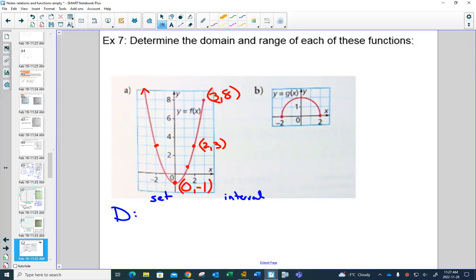So when we go to write our domain, we have to come up with a rule. Now we're going to just start with the rule in words. Could you tell me a quick rule to explain which numbers are allowed in the domain? The domain is... Does that make sense? He's saying that all the x values have to be less than or equal to 3. Yep. So then how do we write that?